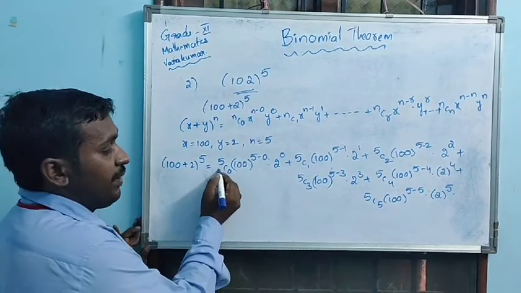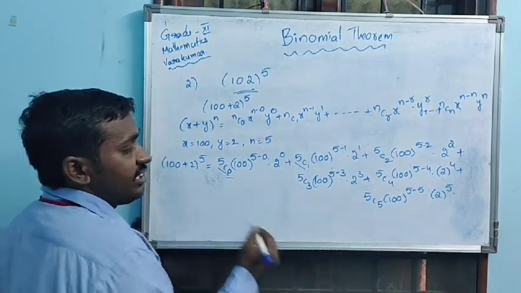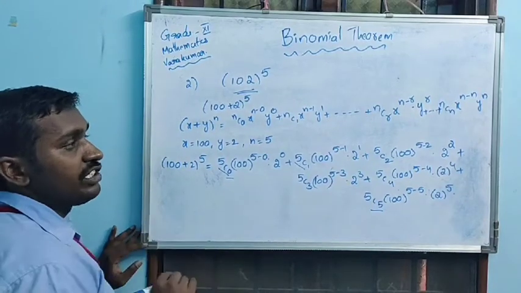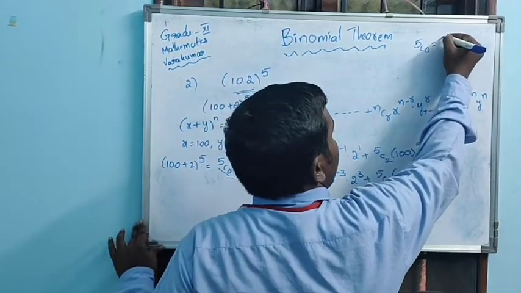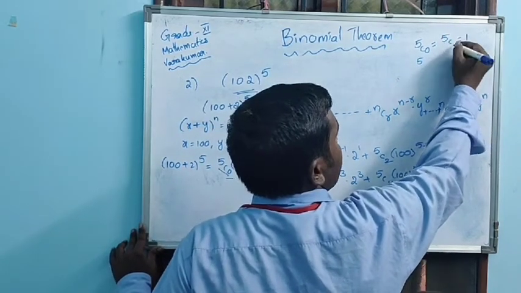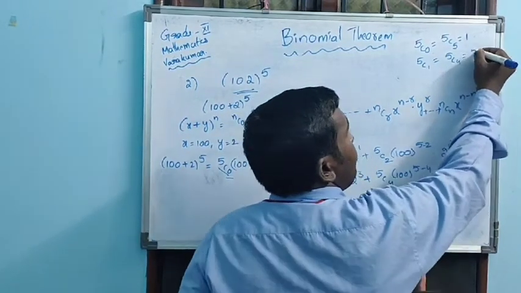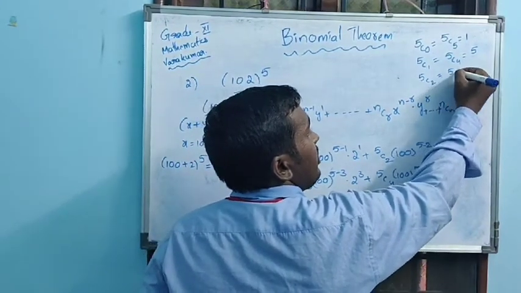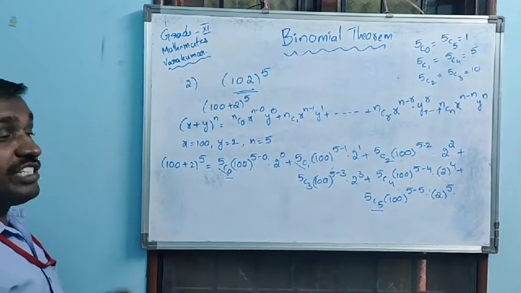Previously I already explained 5C0, 5C1, all the values, and I told you the first term and last term are 1. So I'm going to use all the values which we know. 5C0 and 5C5 are 1. 5C1 and 5C4 are 5. The next ones, 5C2 and 5C3, are 10. I'm going to use all those terms which we know already.